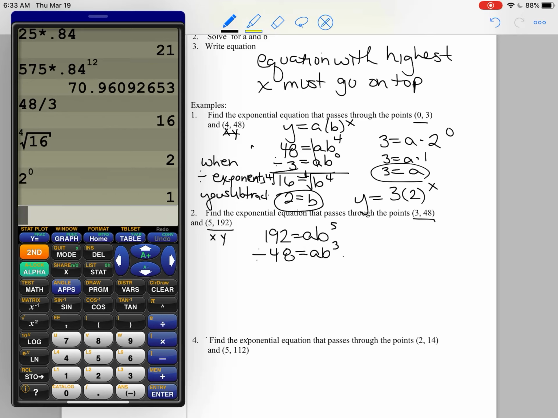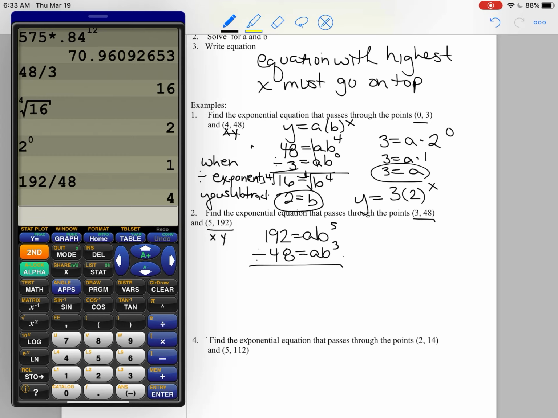All right, so divide these. 192 divided by 48 gives me 4 equals A over A, which divides out, and they should always divide out. And b to the 5th divided by b to the 3rd, well, what's 5 minus 3? And that is b squared. So now that's a square, so I'm going to do the square root. So b is equal to, the square root of 4 is 2. So now I already have b.